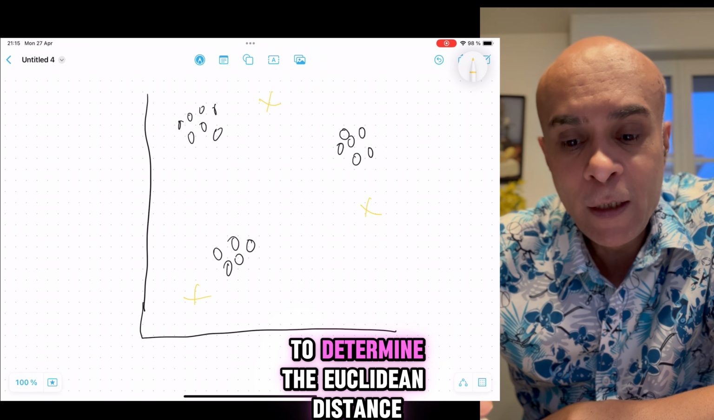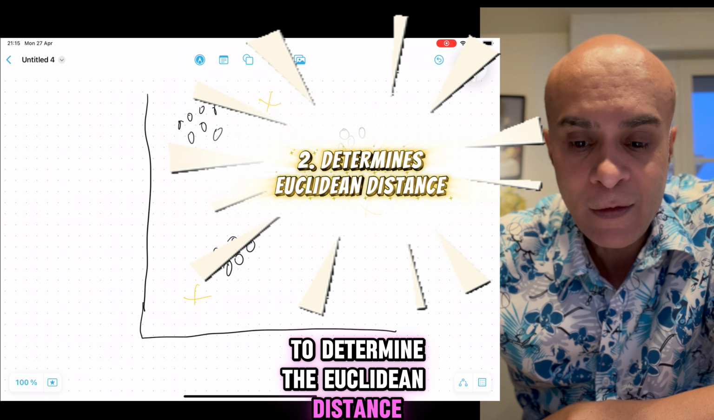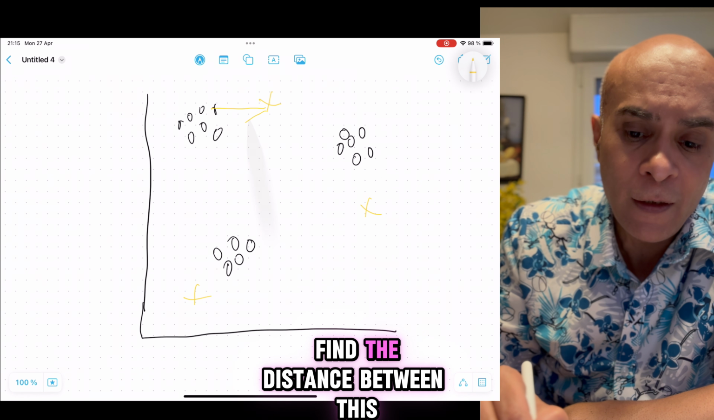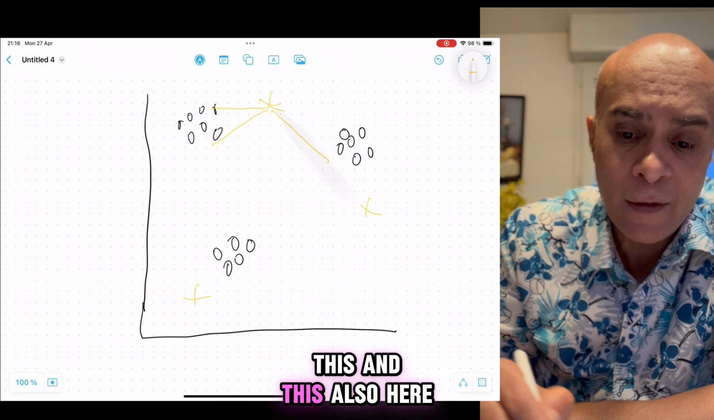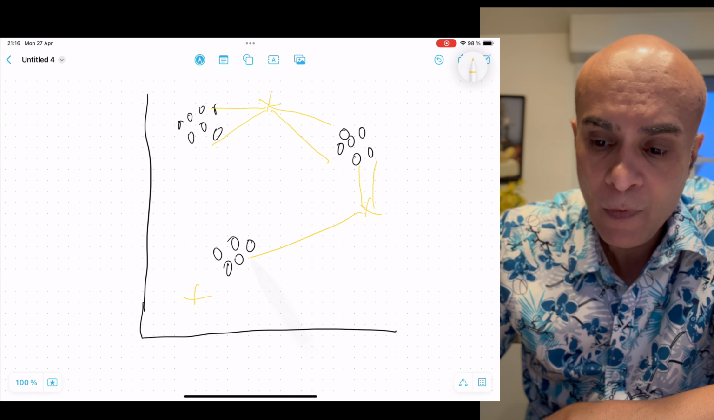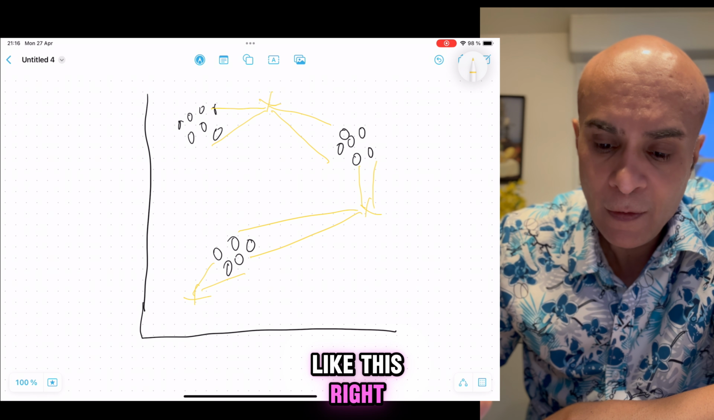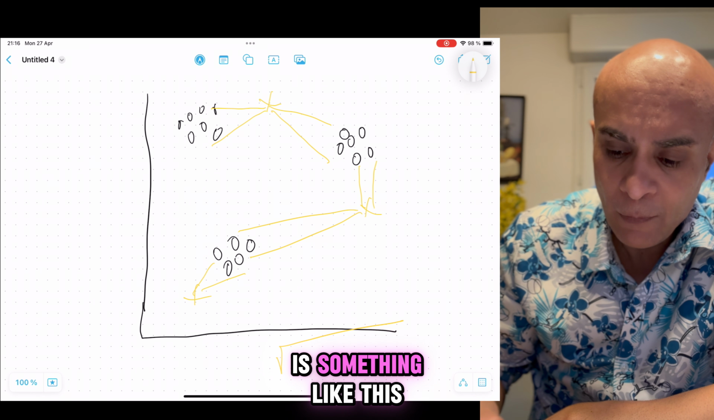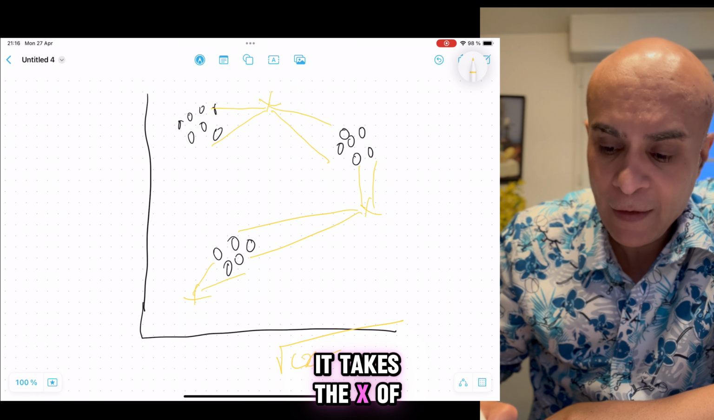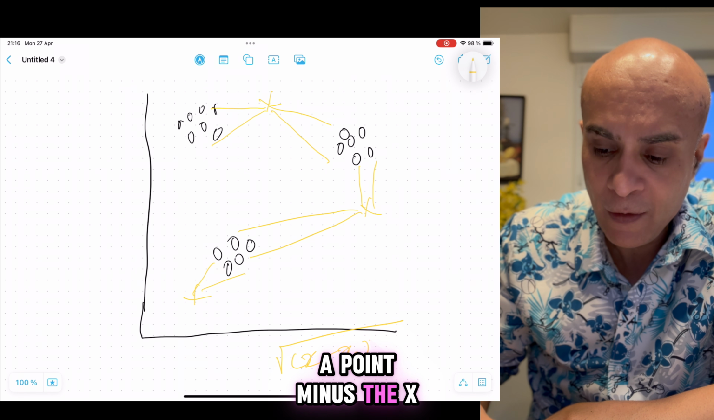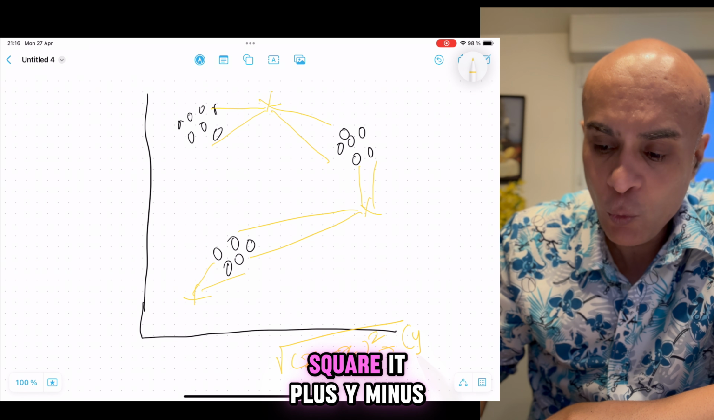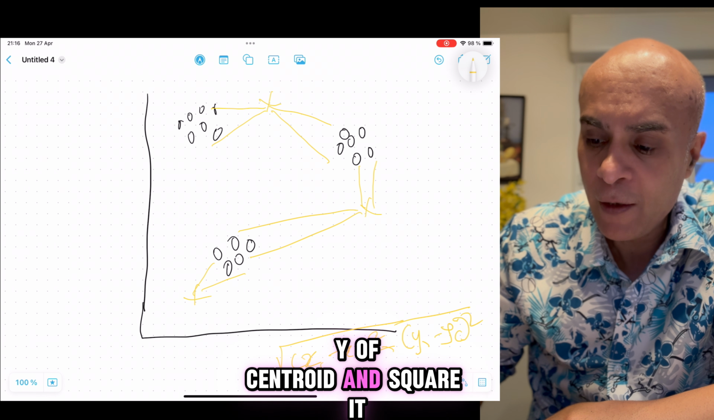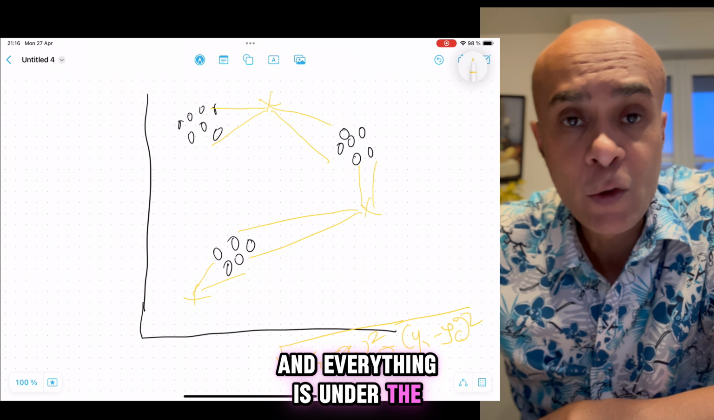And then it is going to determine the Euclidean distance between this centroid and all other points. So it is going to find the distance between this and this, also here, like this, or here. And the Euclidean distance formula is something like this. It takes the x of a point minus the x of the centroid, squares it, plus y minus the y of the centroid, and squares it, and everything is under the square root.